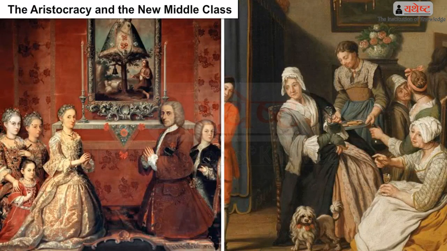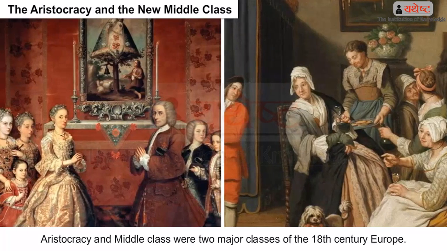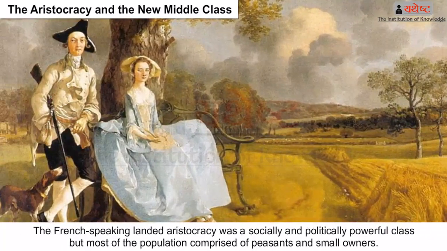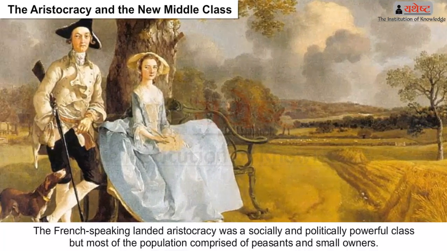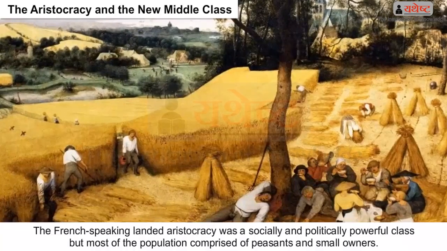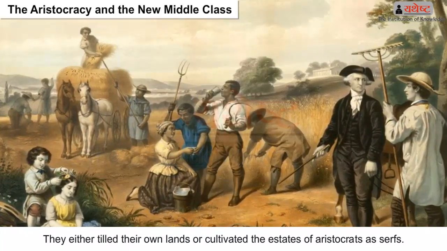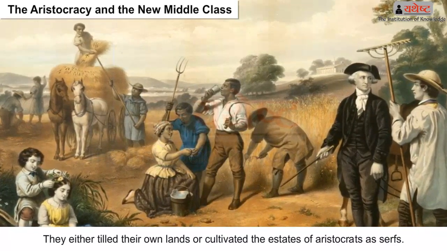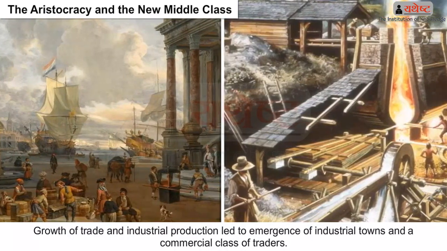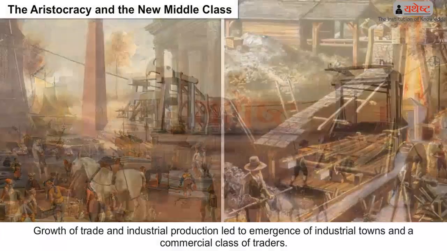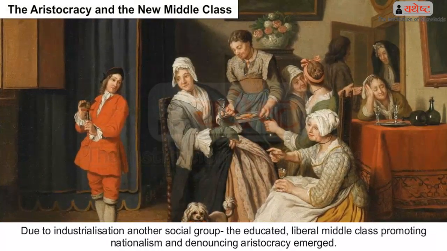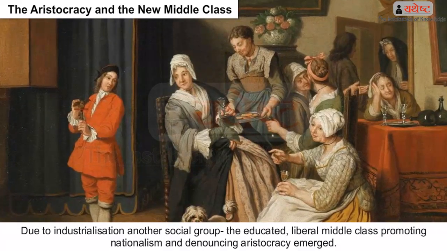The aristocracy and the new middle class. Aristocracy and middle class were two major classes of 18th century Europe. The French-speaking landed aristocracy was a socially and politically powerful class, but most of the population comprised peasants and small owners. They either tilled their own lands or cultivated the estates of aristocrats as serfs. Growth of trade and industrial production led to the emergence of industrial towns and a commercial class of traders. Due to industrialization, another social group, the educated, liberal middle class promoting nationalism and denouncing aristocracy, emerged.